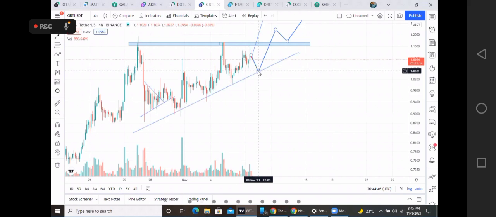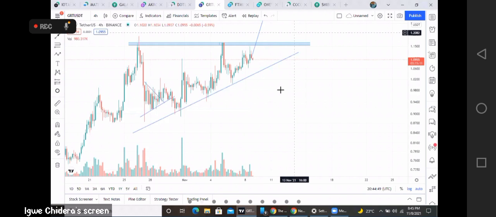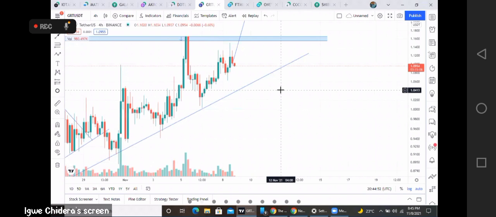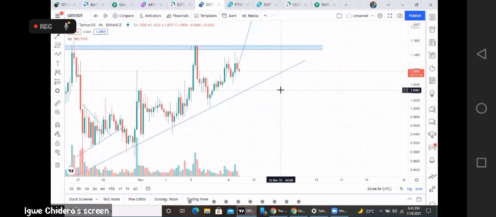Let me remove this so you can see the candle. You can see already the market is kind of trying to push down. If BTC should go down, it will help this go down. I hope you're clear. Yes, I can see.